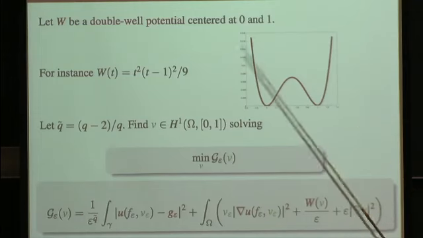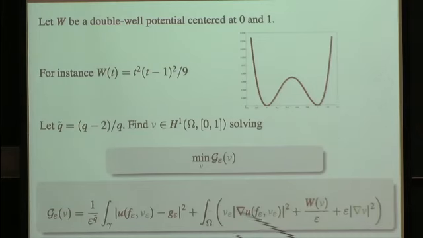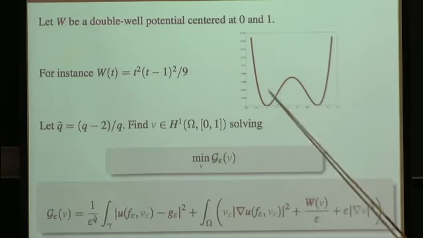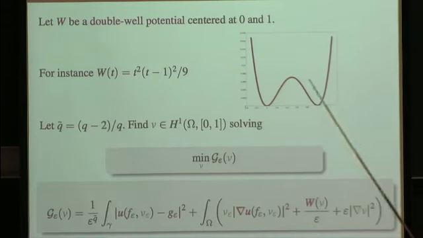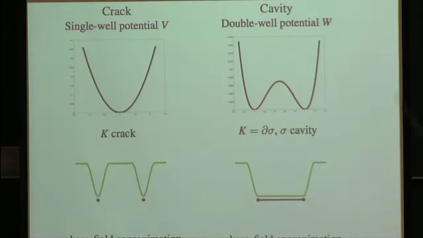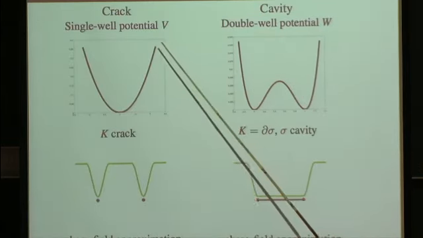So if you know a priori that you have a cavity to be determined, the only thing you need to do is take the same function as before and replace the single well potential with a double well potential centered at 0 and 1. So what is the difference?